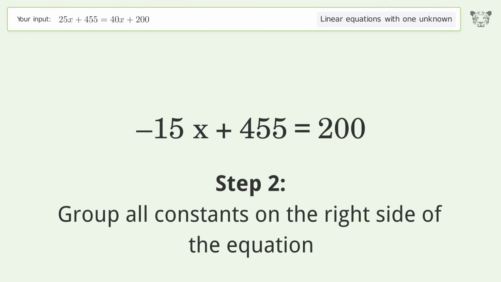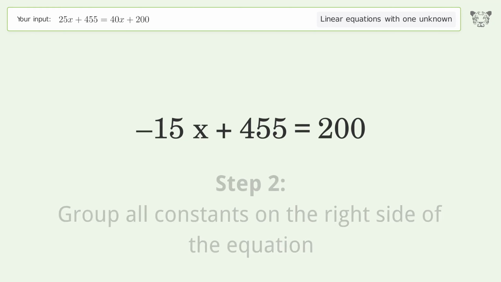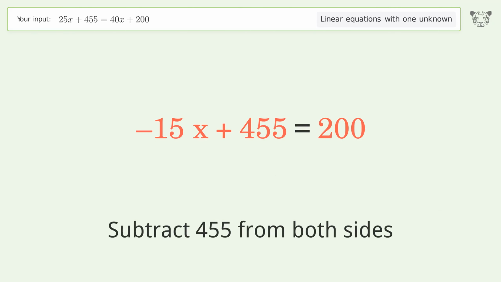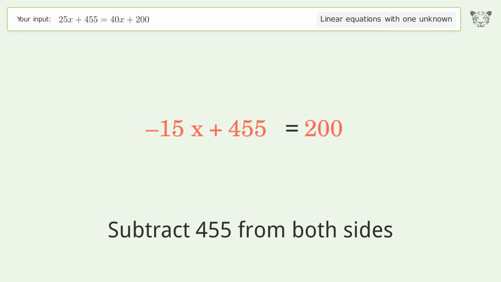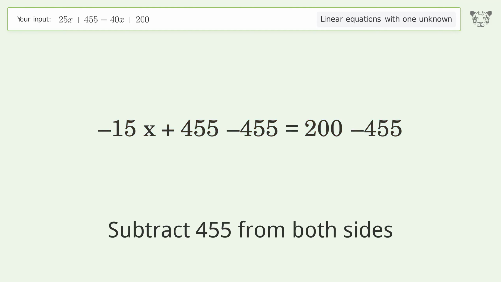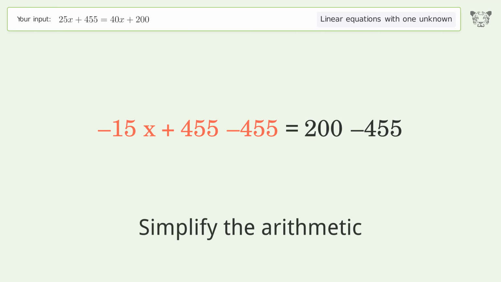Group all constants on the right side of the equation. Subtract 455 from both sides. Simplify the arithmetic.